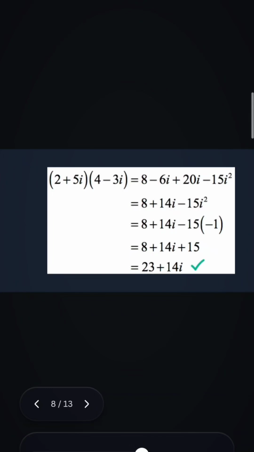Now next question: (2 + 5i)(4 - 3i). This is an example of multiplication. Here we simply multiply and get 8 - 6i + 20i - 15 iota squared. By solving it we get 8 + 14 iota - 15 iota squared, which gives 8 + 14 iota + 15. In place of iota squared we put -1, so we get our final answer 23 + 14 iota.